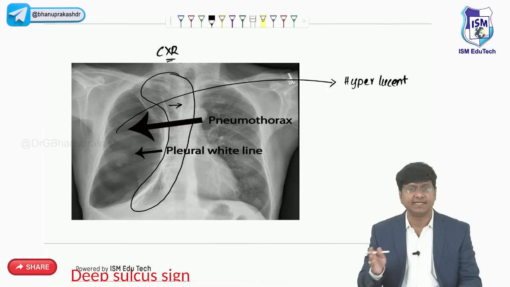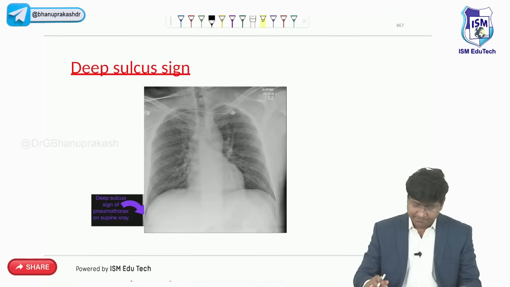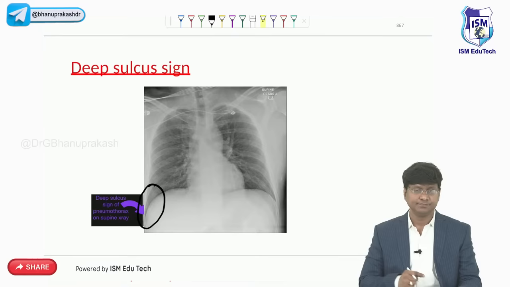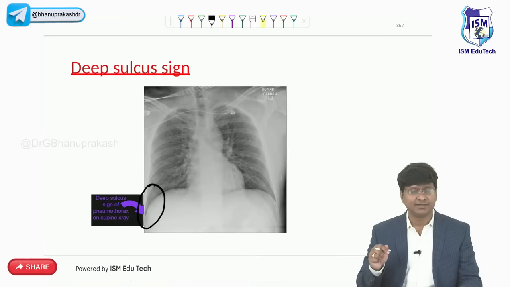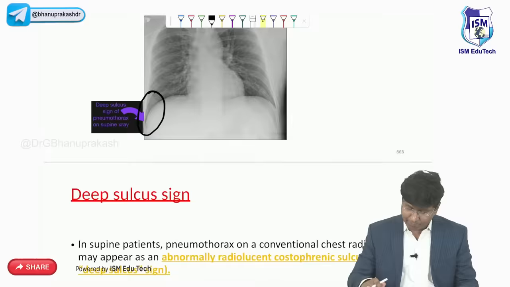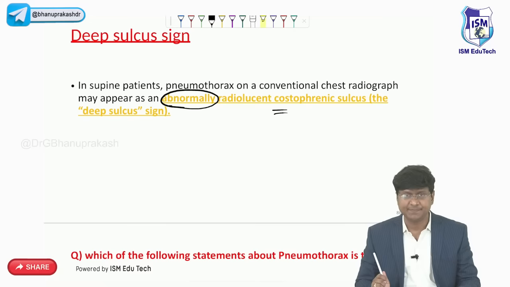And when you take a chest x-ray in supine position in a patient with pneumothorax, you have this classical deep sulcus sign. That is what you will get in the chest x-ray of a patient with pneumothorax when you take it in supine position. What is the deep sulcus sign? It is nothing but an abnormally radiolucent costophrenic sulcus. That is what is called the deep sulcus sign.